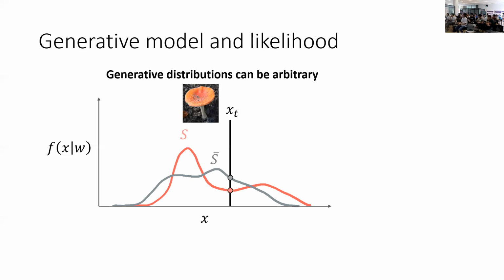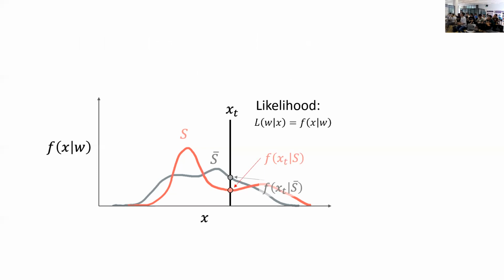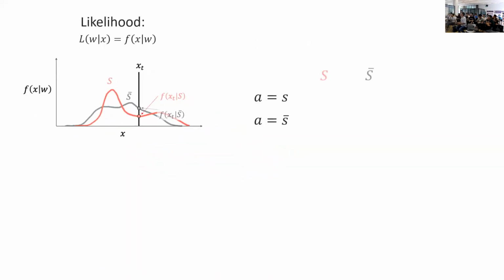Does signal detection theory still work? Yes. Signal detection theory actually does not care what the likelihood function is. It could be anything. So you can draw the same line here and get a similar likelihood here. Okay, now we have the likelihood set.